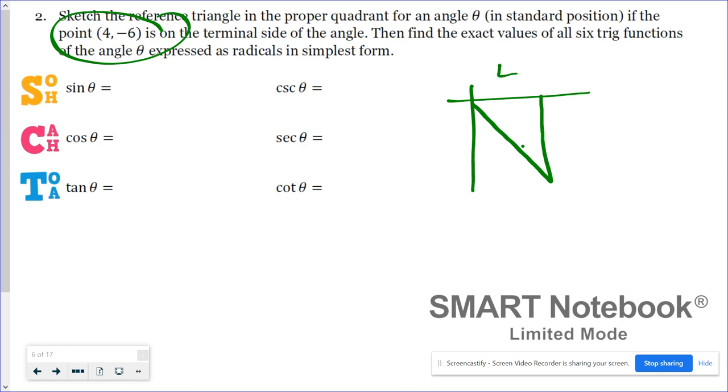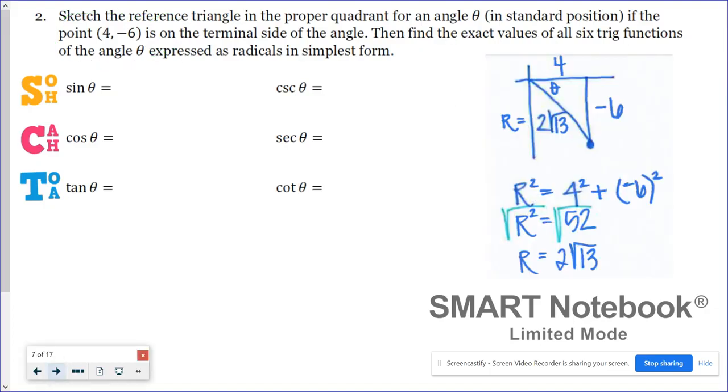So we know the x side is 4. We know the y side is -6. And well, we're missing the hypotenuse. If only there was a way we could find it. Oh yeah, Pythagorean theorem. Okay, and so we end up with the hypotenuse is 2 root 13. Remember, the hypotenuse is always going to be positive.